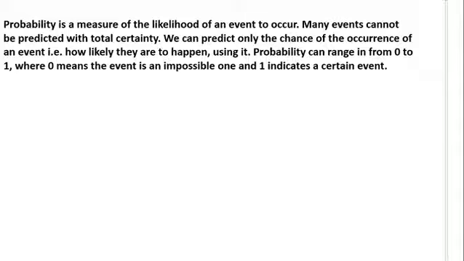So probability can range from 0 to 1, where 0 means that the event is an impossible one, and 1 indicates that the event is certain. Okay, for example, it is certain that there will be day and night. That's a certainty. Okay, so in such a case, the probability is 1. And then there are some events that you are sure cannot happen. The probability of such events is 0.